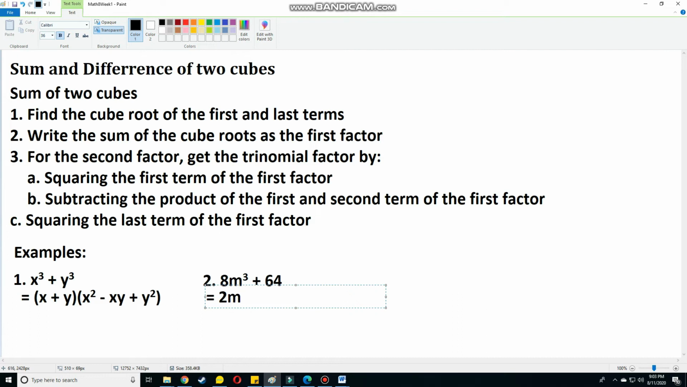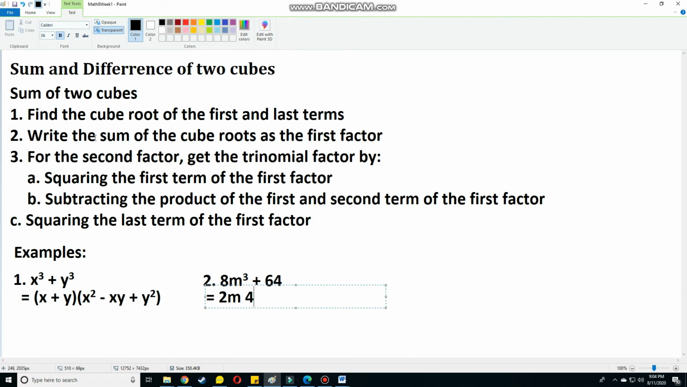And then let's have the 64. What is the cube root of 64? What is the number that we multiply 3 times to itself that would be equal to 64? And that is 4. So 4 times 4, that is 16. Times 4, that's 64. So therefore, the cube root of 64 is 4. Now, this is the cube root of the first term and the cube root of the last term.